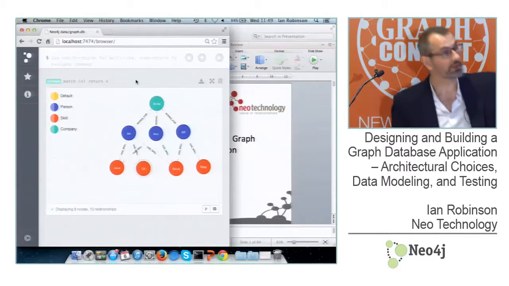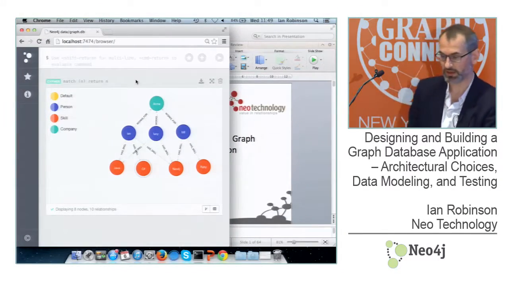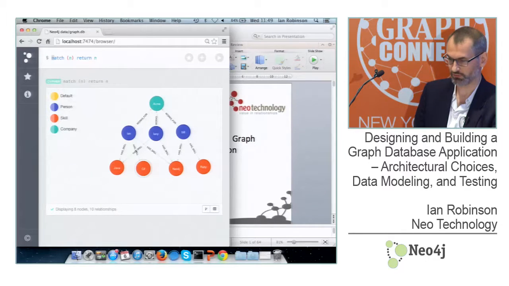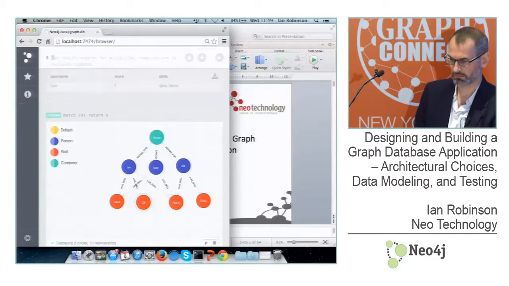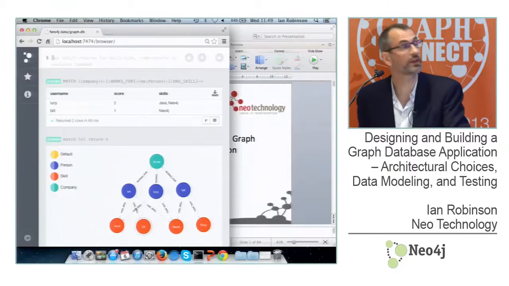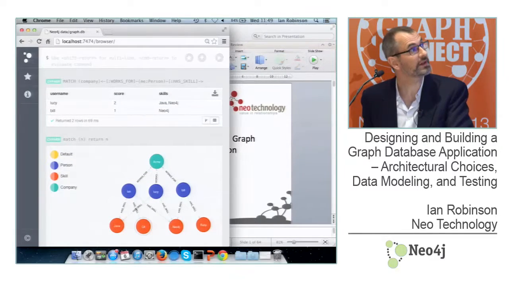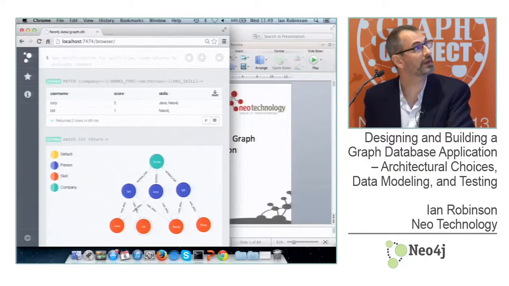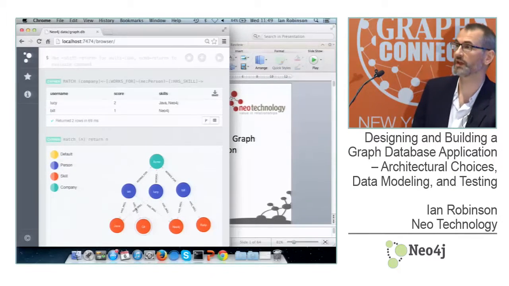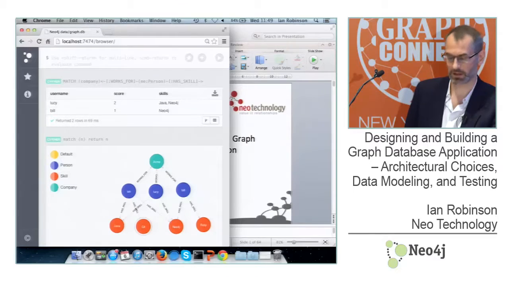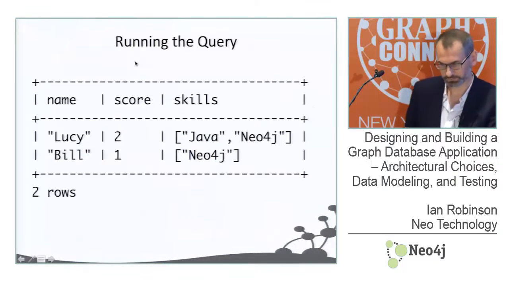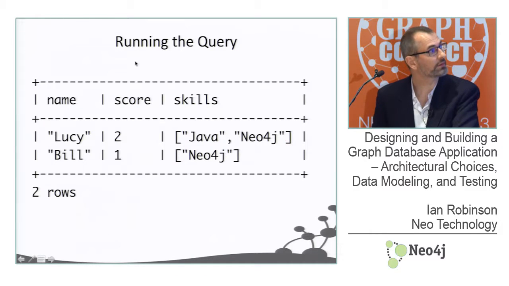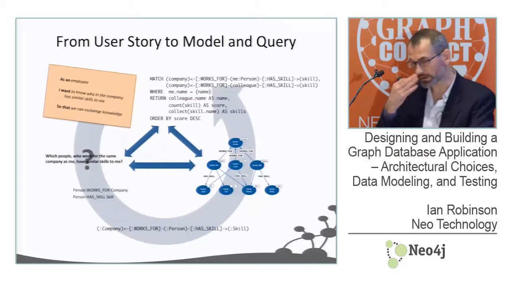So here in the browser, we've got a little, there's our sample data set. If we actually run that query, I don't know if you can see at the back. Lucy has two things in common, Java and Neo4j. Bill has one thing in common, one skill in common, which is Neo4j. Okay. Exactly those results.